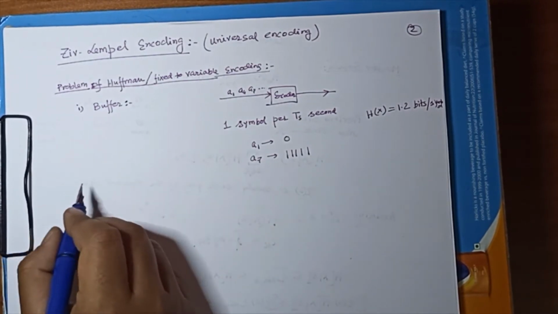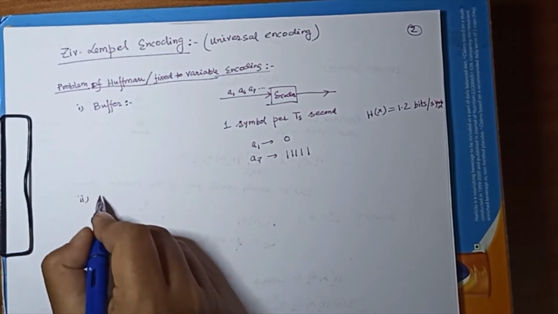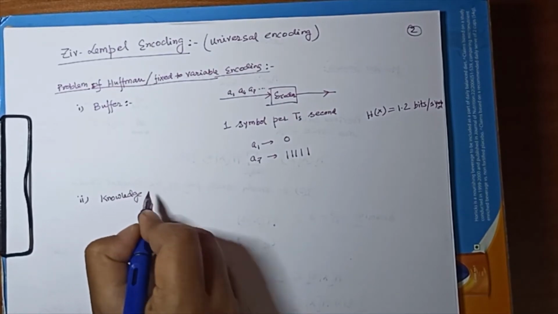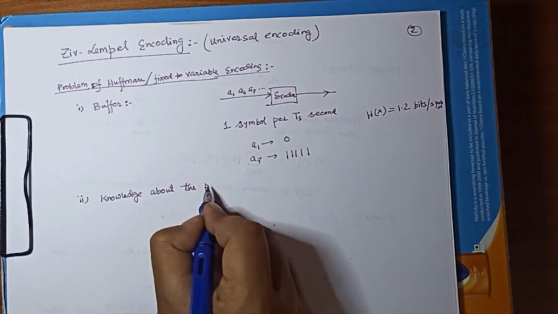The main thing is, of course, that this is not about only Huffman. All other previous codes need knowledge about the statistics, knowledge about the PMF of the source.